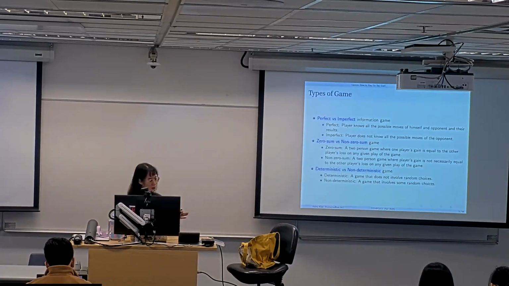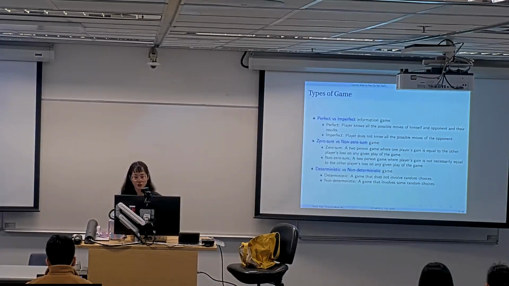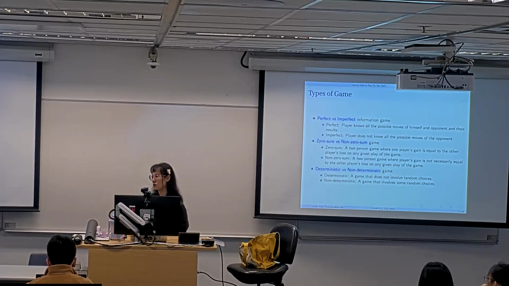This is the first aspect to divide the games. For the second aspect, we consider the results, and whether the results can allow for cooperation. Then we can divide games into zero-sum and non-zero-sum games. Zero-sum games are very intuitive, right? That means basically there are 2 players, and one player's gain is equal to the other player's loss on any given play of the game, because the sum of the 2 players' scores will be 0. So if one player wins, then the other player definitely loses.